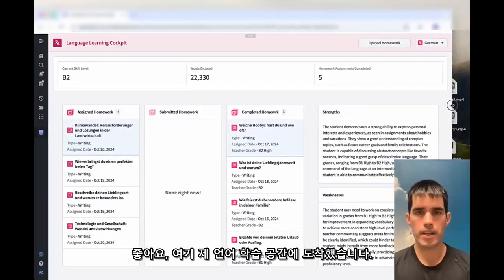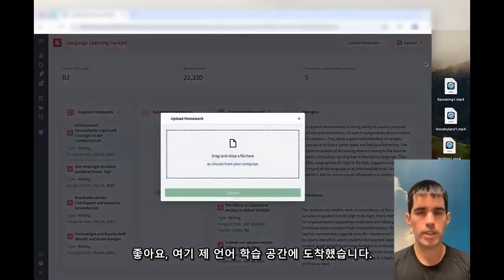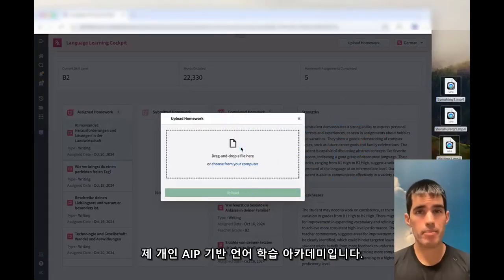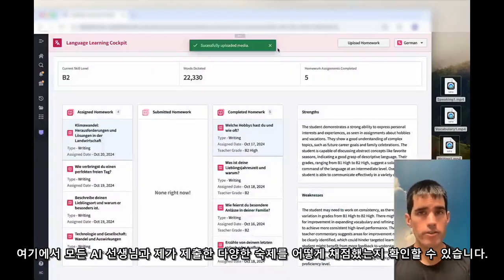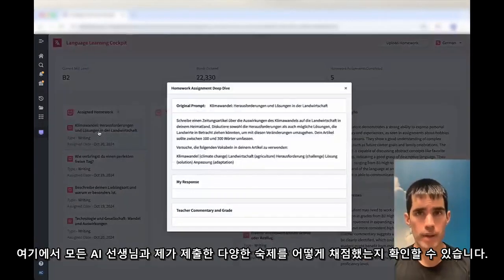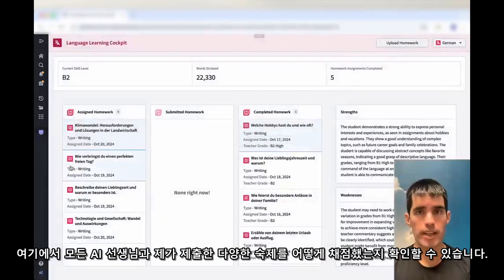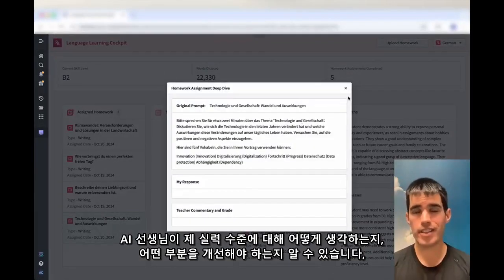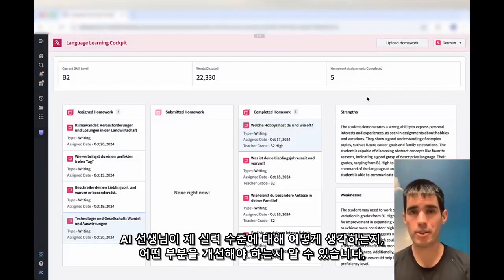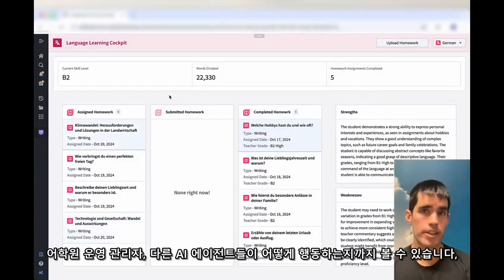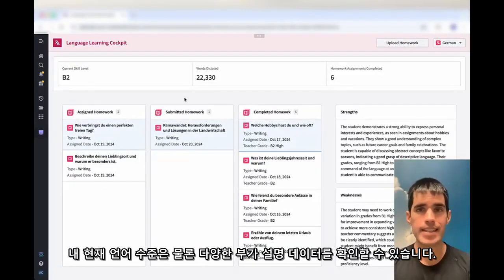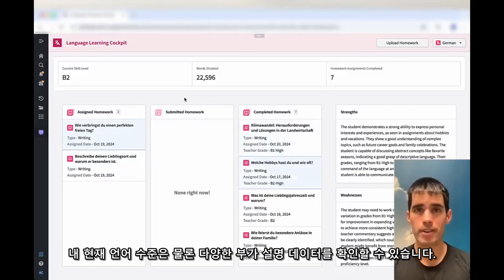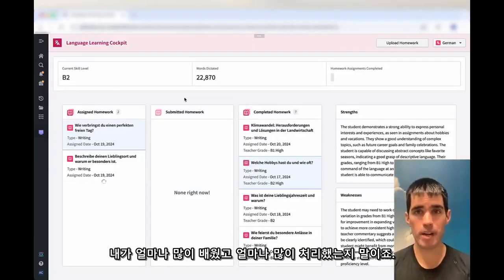Great. So here we are in my language learning cockpit, which is really the centerpiece of my personal AIP-driven language learning academy. Here, I can see all of my AI teachers and how they've graded my various bits of homework. I can understand what my AI teachers think of my skill level and where I need to improve. And I can see even how my Language Learning Academy operation managers, other AI agents, see my current performance and skill level, as well as different metadata about how much I've learned and how much I've processed.